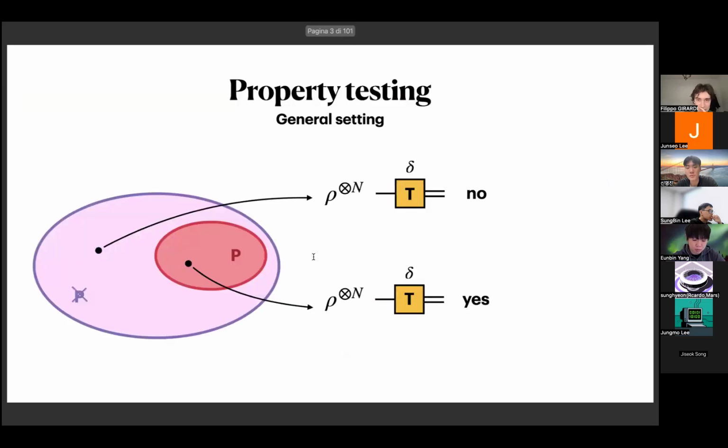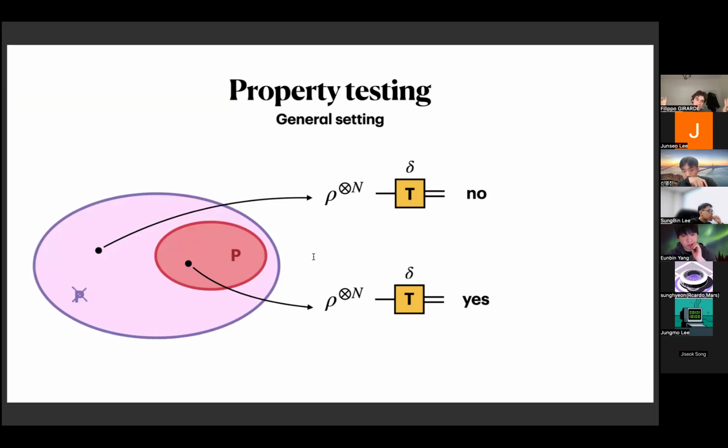So let's start from the beginning. What's property testing? In general, we want to make a partition of our set of states. By the way, I will go a bit fast on some details, but I will share the slides with you. So, you don't need to take notes if you want the slides directly. I will share them with Junseo.